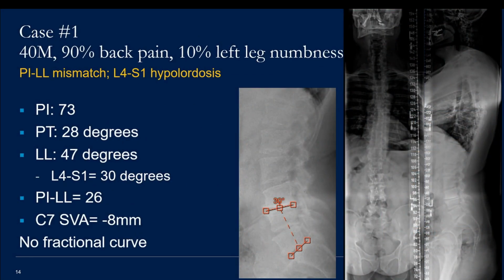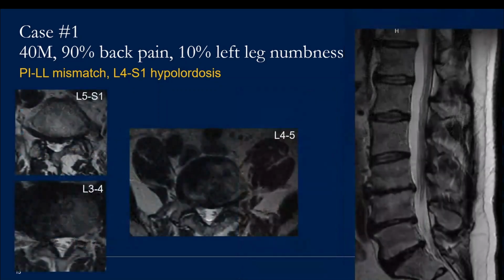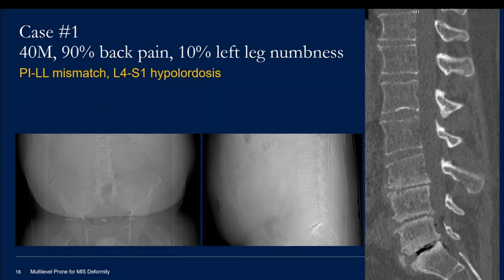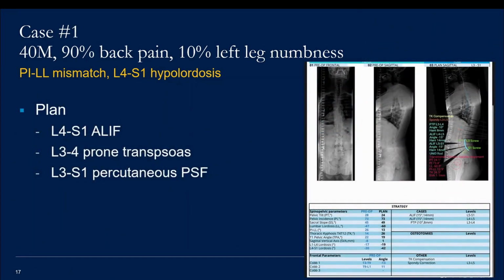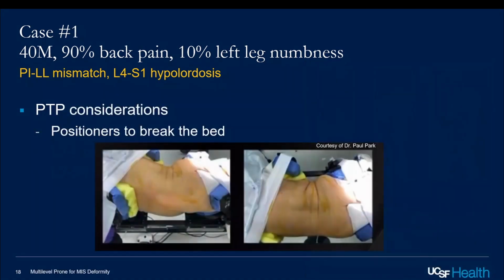So this is a patient in his 40s, mostly back pain, who has a flat L4 to S1. It is 30 degrees. You want that to be about 45 degrees, maybe 50, with a PI-LL mismatch of 26 without a fractional curve. The L4-5 psoas is a little bit anteriorly transposed. You see the degenerative disc disease from L3 to S1. Truncal obesity is something that you probably want to avoid when you first start doing prone trans-psoas, because the depth of the surgical field is much larger than you would anticipate. So I did L4 to S1 ALIF with prone trans-psoas at 3-4 with percutaneous pedicle screws.